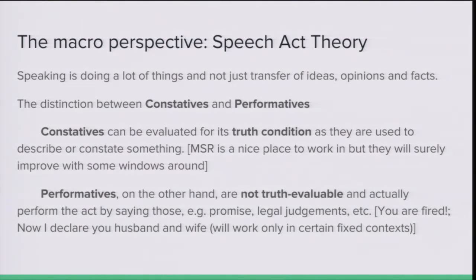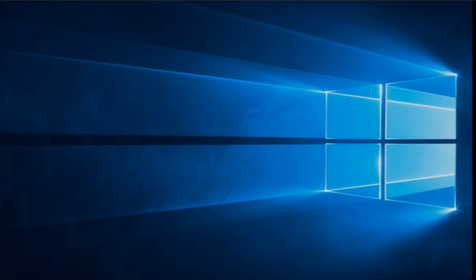Constatives are the ones that you evaluate for their truth condition. So if you have a sentence like, MSR is a nice place to work in, but they will surely improve with some windows around. It's an opinion, right? It's not a canonical fact. But still, you can evaluate this on the basis of certain facts. You could still argue about the windows thing. Do you have enough windows or not?